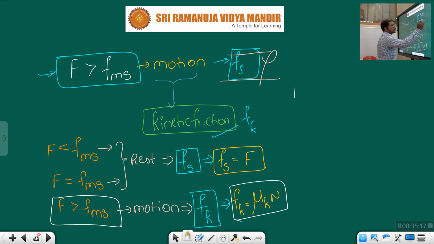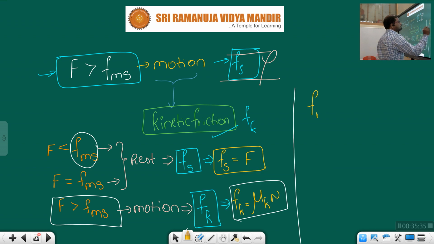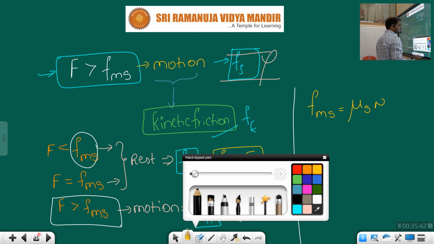Is it clear, children? Fk is equal to mu k into N, that is fine. Fs is equal to the applied force, that is fine. But what about Fms, children? You may have a doubt: how to calculate this Fms, how to find the maximum static friction? Here is the formula. Fms is equal to mu s into N. This is the formula, children.